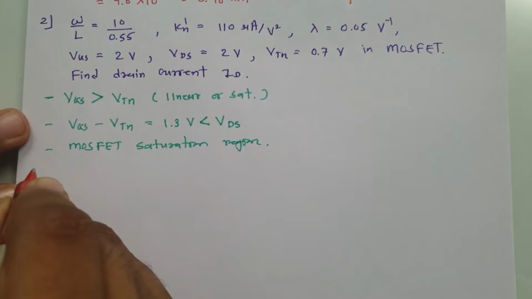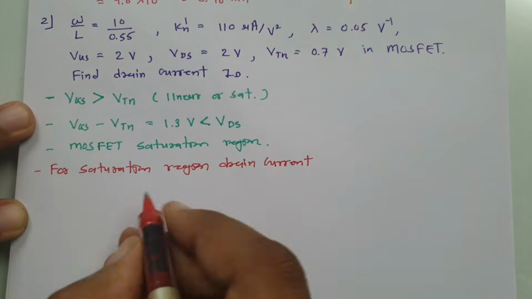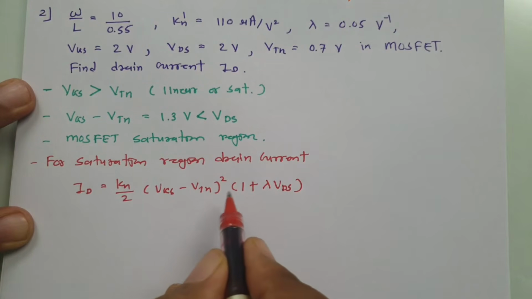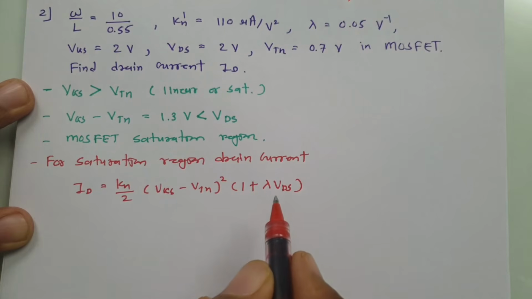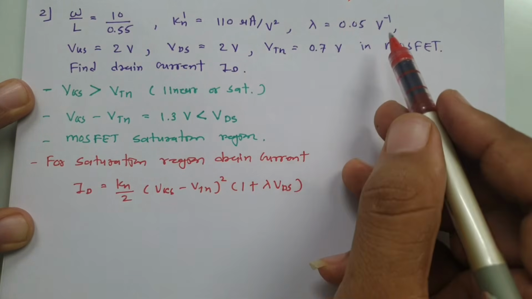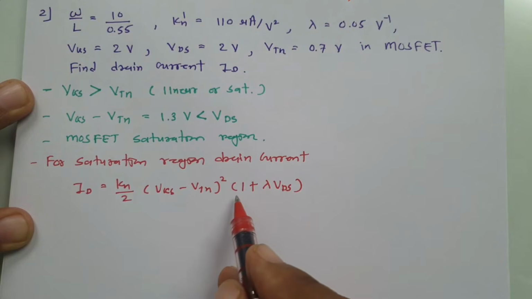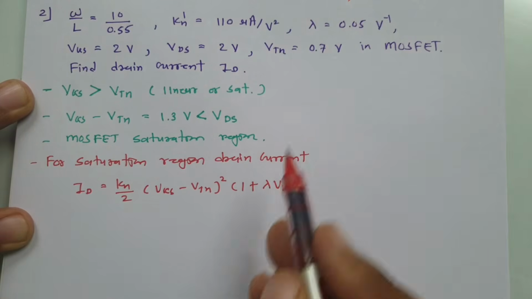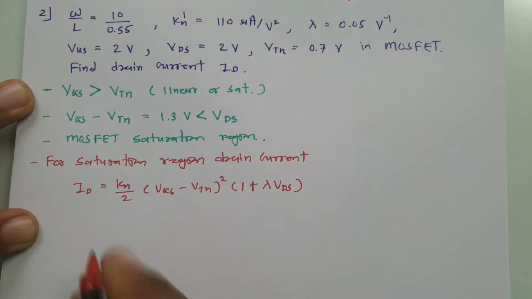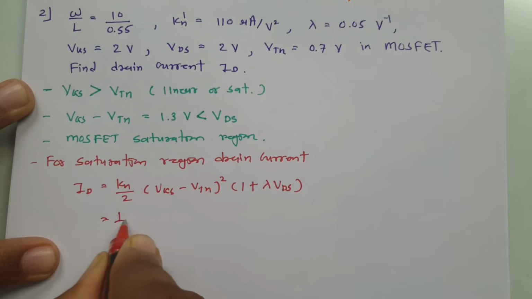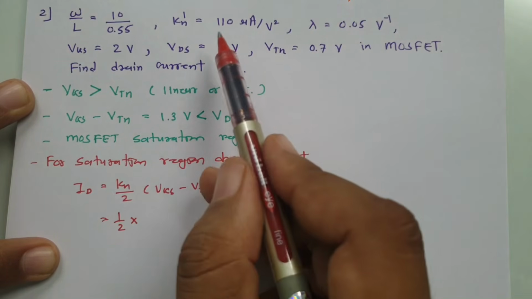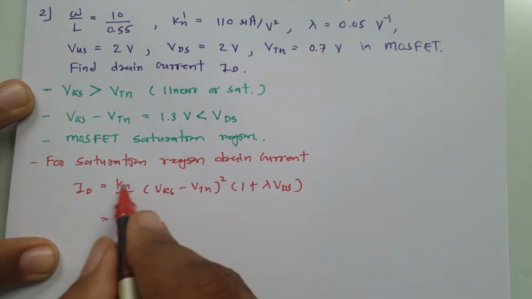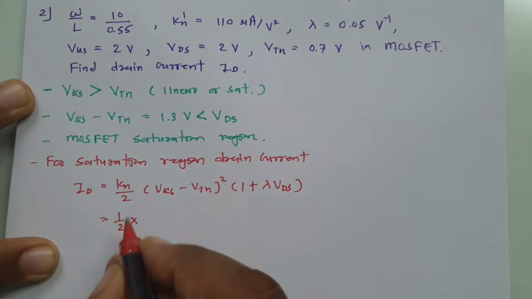So for the saturation region, the drain current will be Kn by 2 into (VGS minus VTN) whole square into (1 plus lambda VDS). See, lambda is given over here, that's why we are using it. If lambda is not given, then this term is equal to 1. But as lambda is given, we should consider this term. And you see half into Kn. Kn is not given, but K dash N and the W by L ratio are given. So Kn is K dash N into W by L.